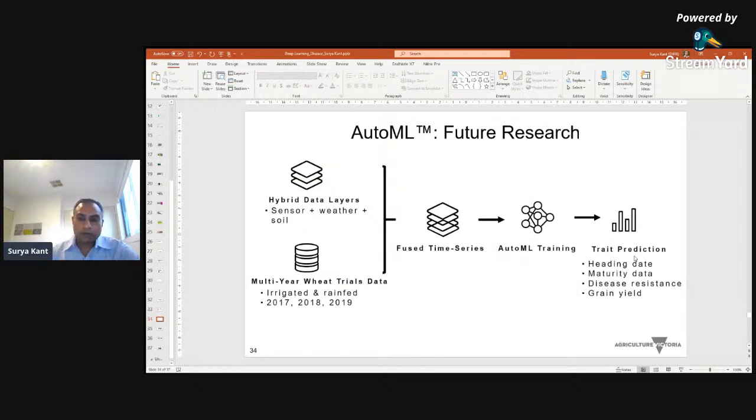And then in the next phase, we are trying to use this hybrid data layer of sensor, weather, and soil data from multi-year, multi-location trials to fuse all the data and apply that AutoML approach to estimate heading date and maturity date, which is phenology. This is quite laborious for us because you have to take the exact timing. And then we are going to have rust and disease resistance for wheat, but also for other crop species as well. And finally, the aim will be to do the grain yield prediction.